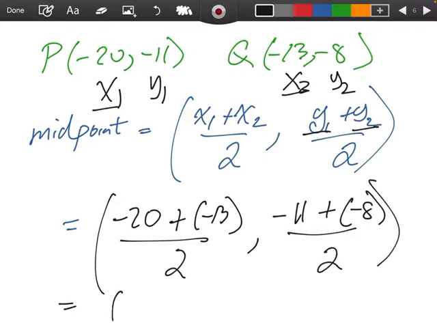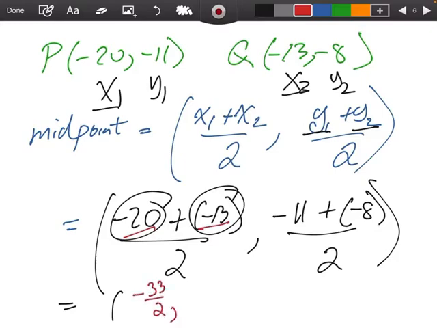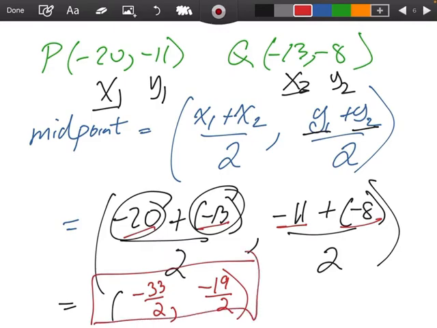Okay. So now let's do this part. Negative 20 plus a negative 13. Remember what this means. I owe you $20. I borrow another 13. Now I owe you 33. If I owe you 11 and I borrow another 8, now I owe you 19. And there are the coordinates of my midpoint.